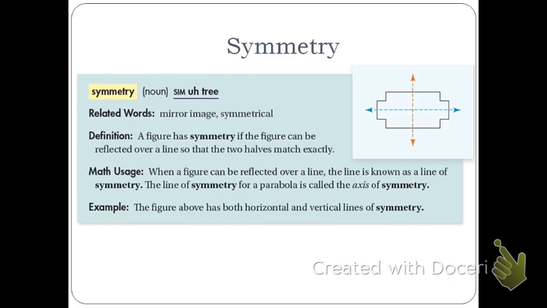A figure has symmetry if it can be reflected over a line so that the two halves match exactly. Basically that fold. In math, when a figure can be reflected, or in other words folded, over a line, the line is known as the line of symmetry. The line of symmetry for a parabola is called the axis of symmetry. So axis of symmetry and line of symmetry are the same thing. An example in the figure above has both horizontal and vertical lines of symmetry. They can be folded on either one and they will line up exactly.